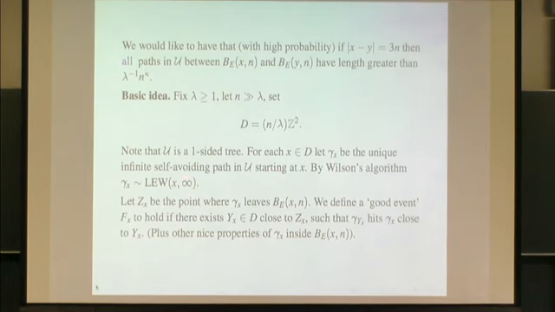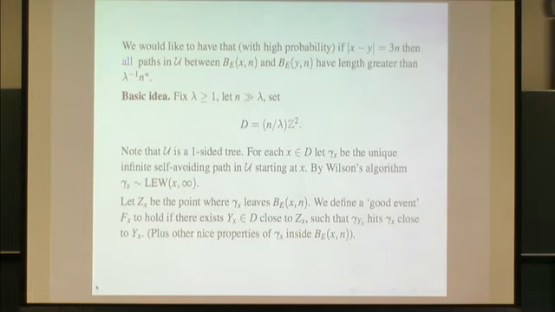So let Zx be the point where gamma x leaves the Euclidean ball of radius n. And we define a good event Fx to hold if there's a point yx in our special set D close to the exit point, such that the path gamma yx hits gamma x close to yx, plus a number of other nice properties.